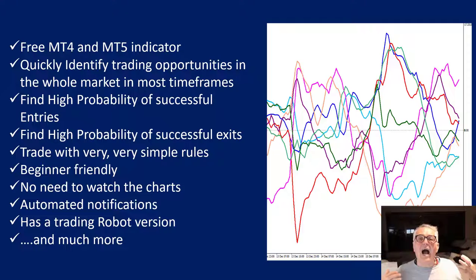It helps you find high probability successful entries, but most importantly, it also helps you find high probability exits for your trades. Now, it trades according to very simple rules, and that's what makes it ideal for beginners. All you have to understand is the concept of weakening currencies and strengthening currencies, which is shown in the spaghetti indicator. So there's no need to watch charts. You can literally just trade off this indicator on a manual basis.